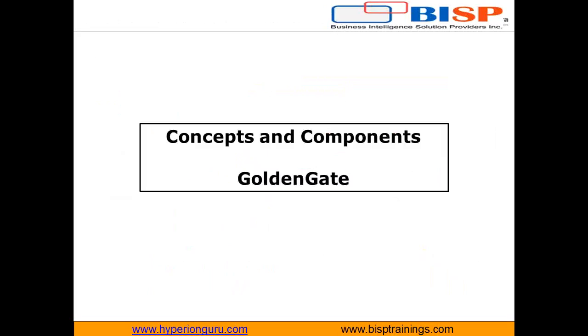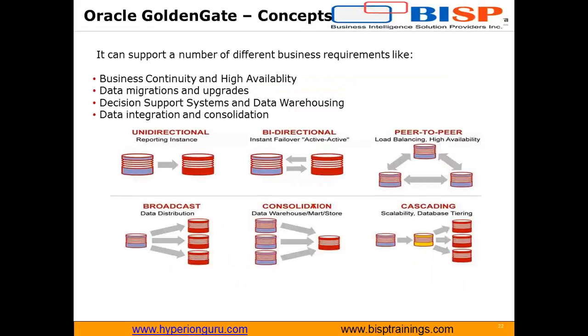Now let us discuss some of the concepts and components. There are certain Oracle GoldenGate solutions which are being provided. It can support different business requirements like business continuity and high availability. Business continuity and high availability means, suppose you have one server located in India and another server located in US.